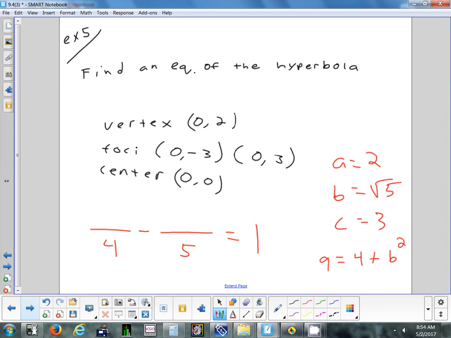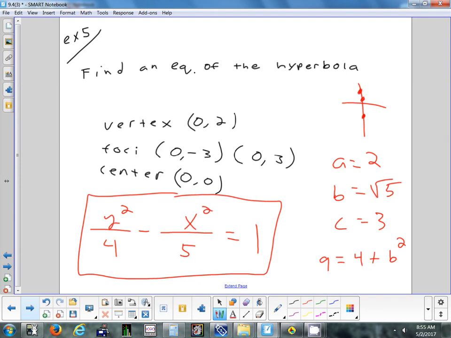Okay. If you're not sure which letter should be positive, graph those points. 0 down 3, 0 up 3, 0 up 2. Everything's lining up vertical. So which letter should be positive? Y. X is negative. There's your equation. That's it. And for those that were here yesterday, or even if you weren't actually, could you graph that on the calculator?